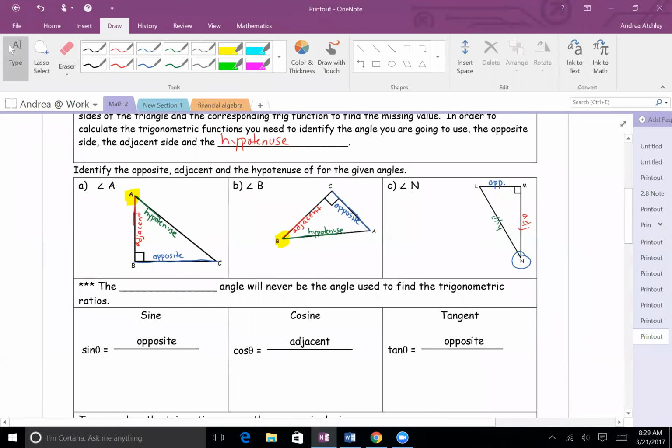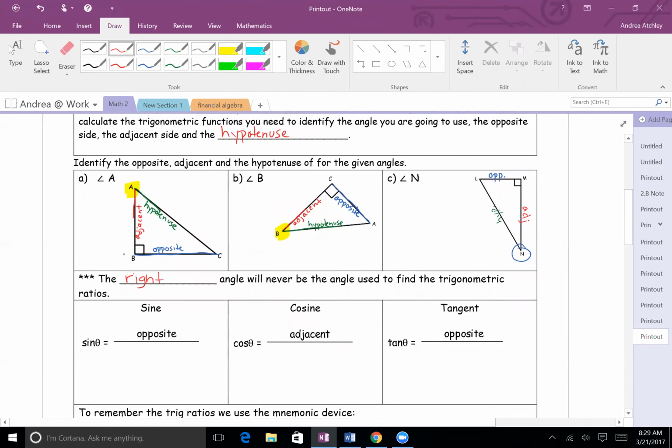Just so you know, the right angle will never be the angle used to find the trigonometric ratio. Okay, you'll never be asked to find the trig function of, in this triangle, angle C, in this triangle, angle M, in this triangle, angle B. You'll never be asked to find those trig functions based on the right angle. Yes?